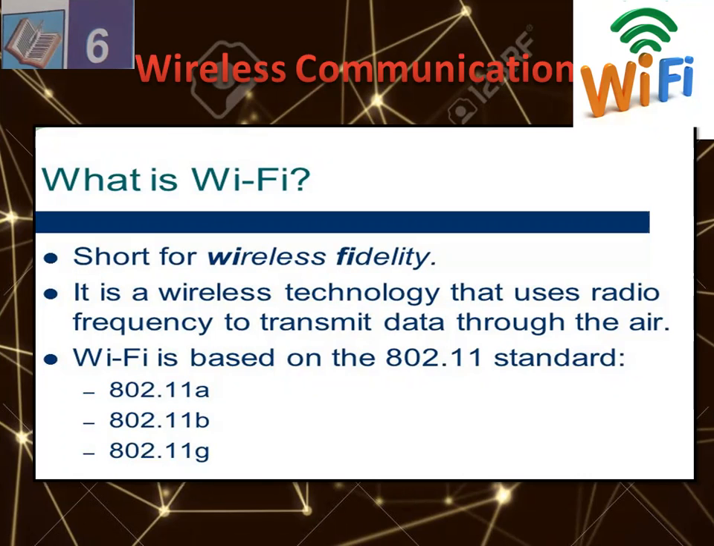So Wi-Fi is based on the 802.11 standard. 802 basically is a model proposed by the IEEE. Here we have different standards in the 802 model. So Wi-Fi is based on the 802.11 standard and can be classified as 802.11a, b, and g.